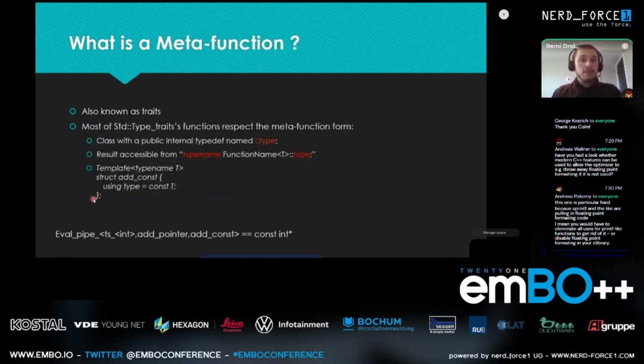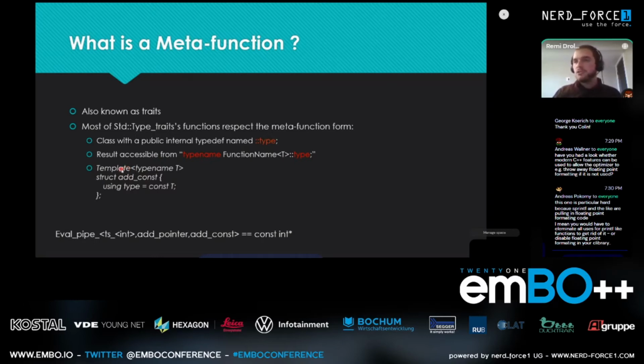Okay, so a meta function. You already know those if you are familiar with std type traits. It's basically any class that has a public internal typedef named type. So you can have access to this result with typename function name T colon type. It's quite simple, but it becomes tedious to write it, so we have aliases to it most of the time, where we append underscore t to alias it.